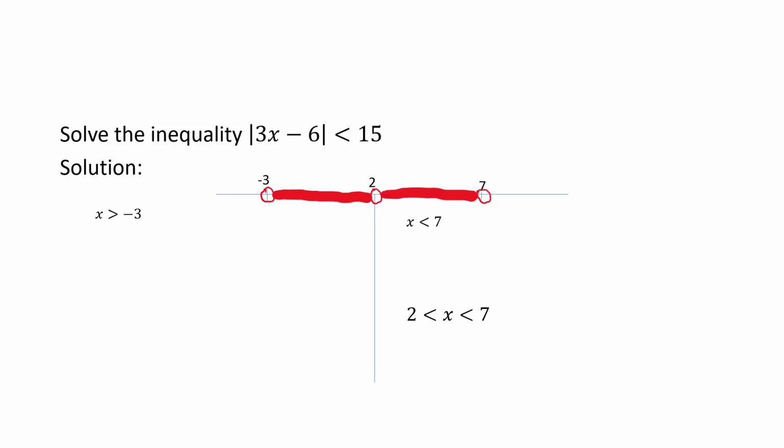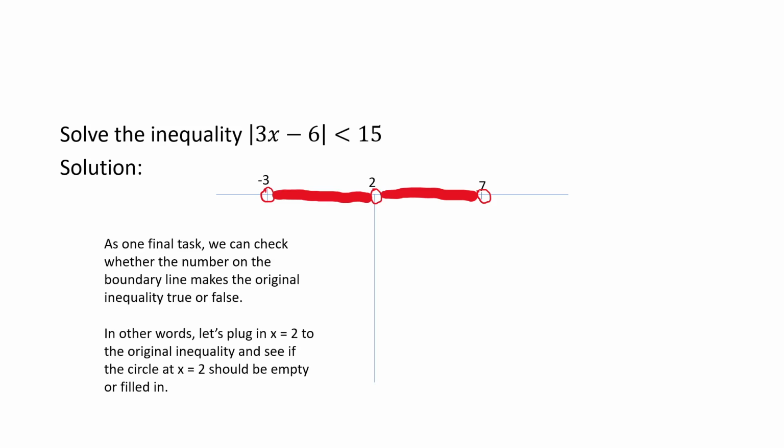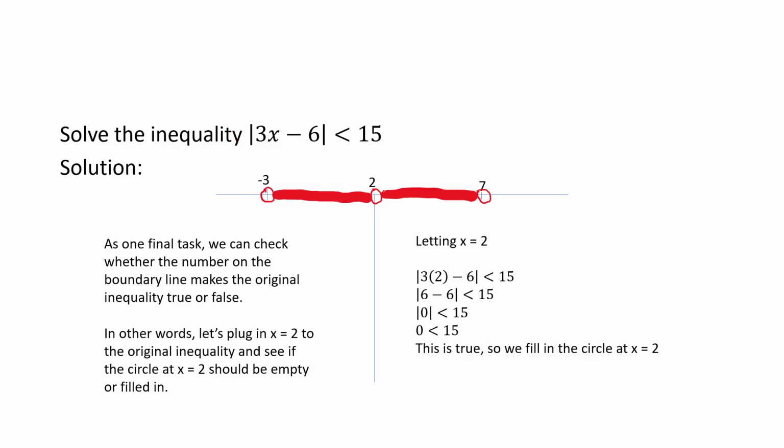So that number line up top acts like an overall solution for us. It's our way of organizing the solution. But as one final task, we might check whether the number on the boundary line makes the original inequality true or false. In other words, let's plug an x value of 2 into this original inequality and see if we should shade in that circle or not.